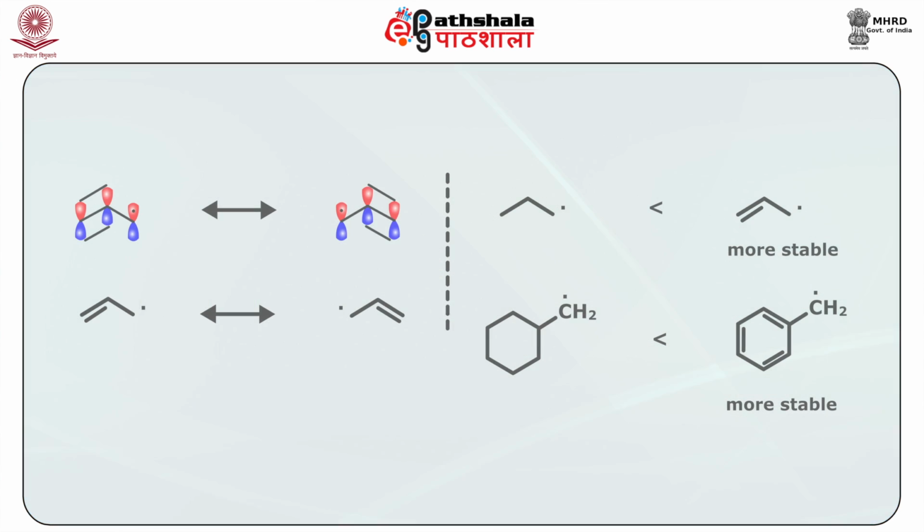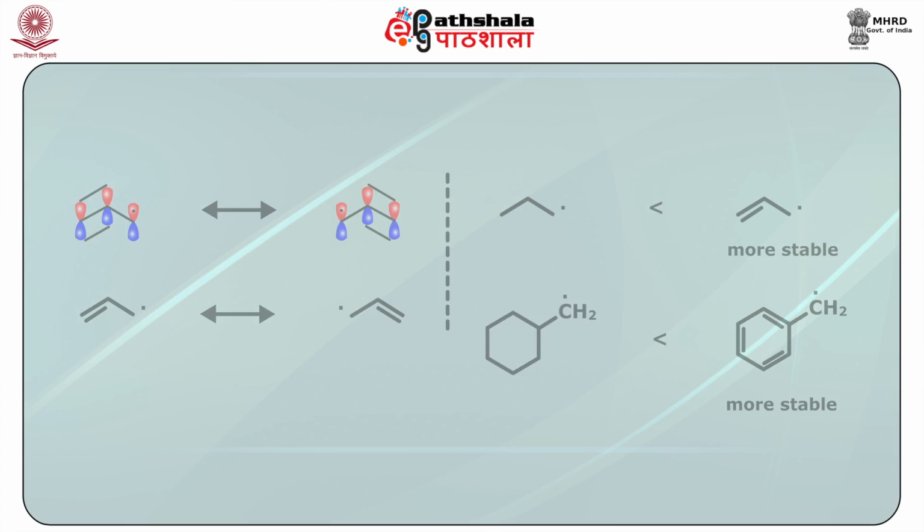So, as you can see in the visual here, out of a normal primary and an allyl radical, obviously the allyl free radical will be more stable because it can be delocalized. Similarly, if you look at this cyclohexyl with CH2 dot as the free radical, which is aliphatic, but if you make the corresponding benzyl radical, then obviously the benzyl radical will be more stable.